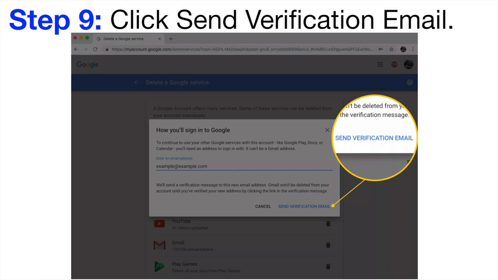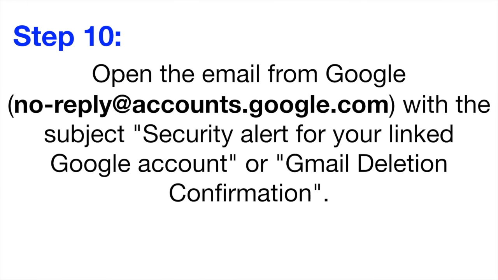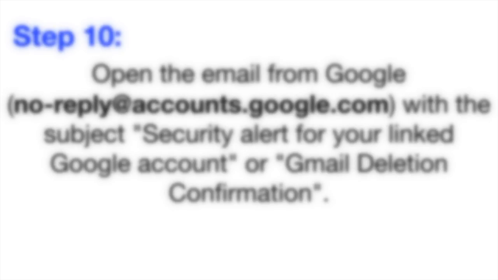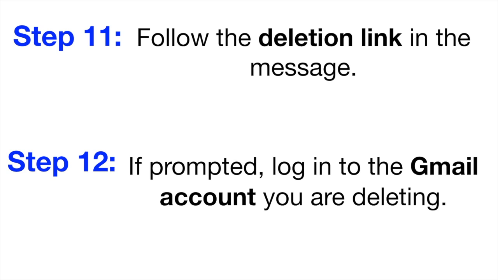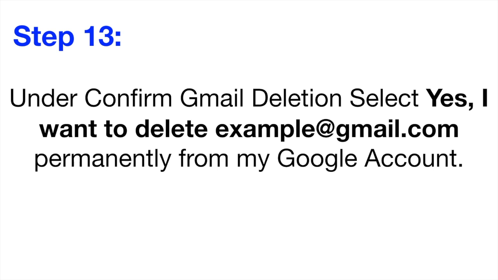Now click OK on Send Verification Email. Open the email from Google with the subject, Security Alert for your linked Google account, or Gmail deletion confirmation. Follow the deletion link in the message. Then, if prompted, log into the Gmail account you are deleting. Now under Confirm Gmail Deletion select, Yes, I want to delete the email permanently from my Google account.